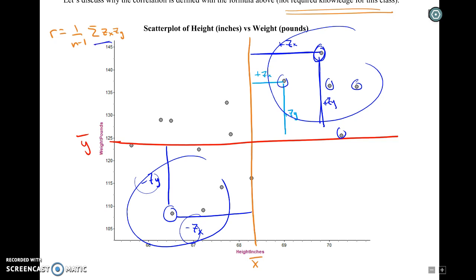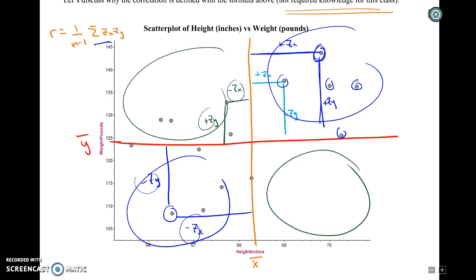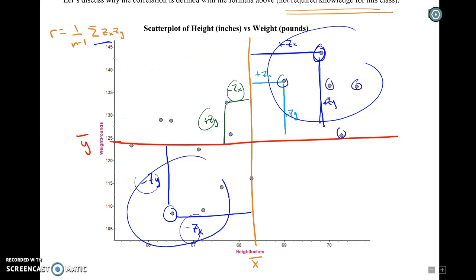And then if we have points over here, this is going to have a negative z-score for x, and it's going to have a positive z-score for the y. So this product is going to be negative. So points in these regions contribute negative values. But not a very big number relative to these, because this is kind of small and kind of small. So all of these are going to contribute, but not as much as these ones over here, here, and here, and here are.